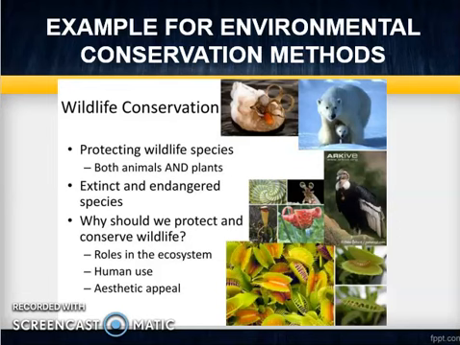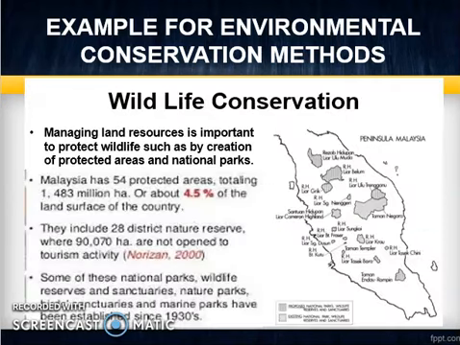For the second slide of this video, this is one of the practices that we can use in the wildlife conservation method. Managing land resources is important to protect wildlife, such as by creating protected areas and national parks. So this is one of the methods we can use to protect our wildlife in this world.